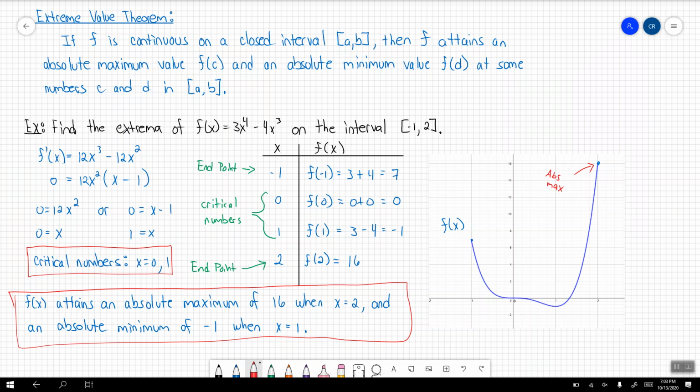This function also attains a minimum value. We found that minimum value to be -1, and that's -1 whenever x was 1. And so that was our absolute minimum.